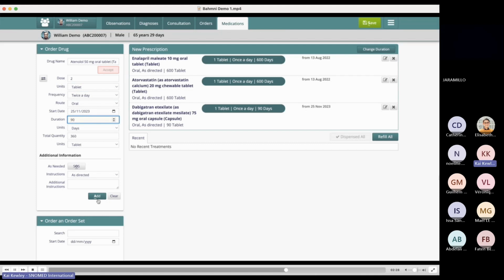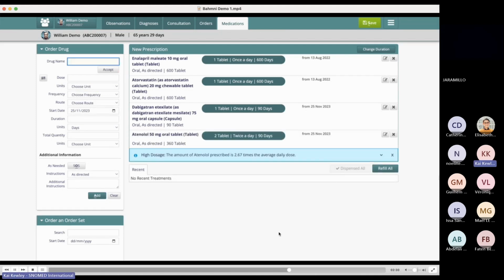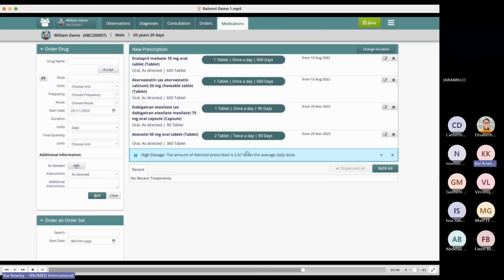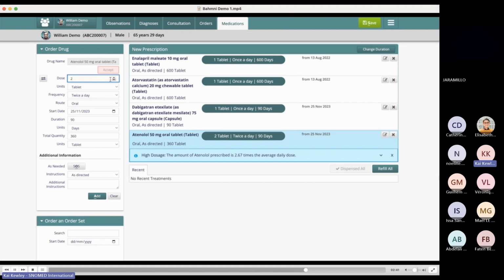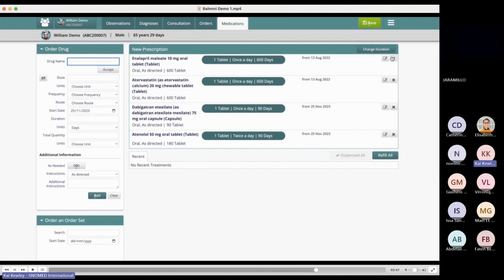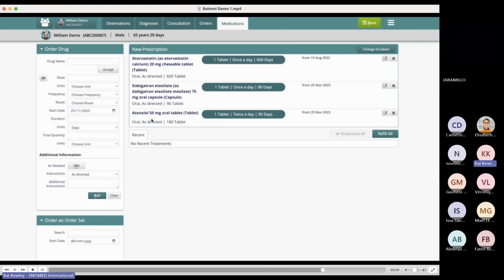Now we are simulating a data entry error. We have selected 2 tablets of atenolol to be taken twice a day, not realizing that in this system, it amounts to 4 tablets daily. A new alert informs us that we are exceeding the recommended daily dose. This alert is triggered by a knowledge base that uses the ATC-defined daily doses and leverages the detailed ingredient and strength attributes in the SNOMED concepts to calculate the total dose.